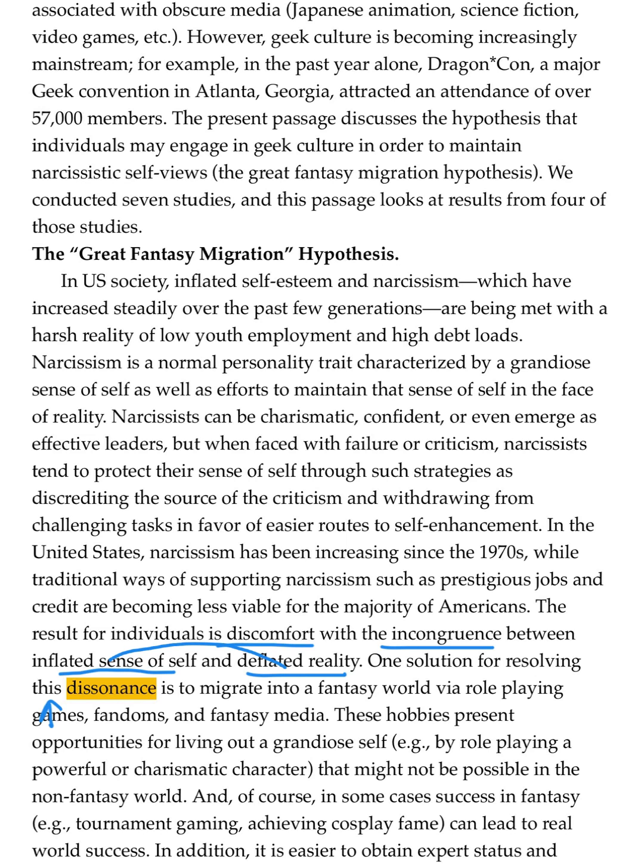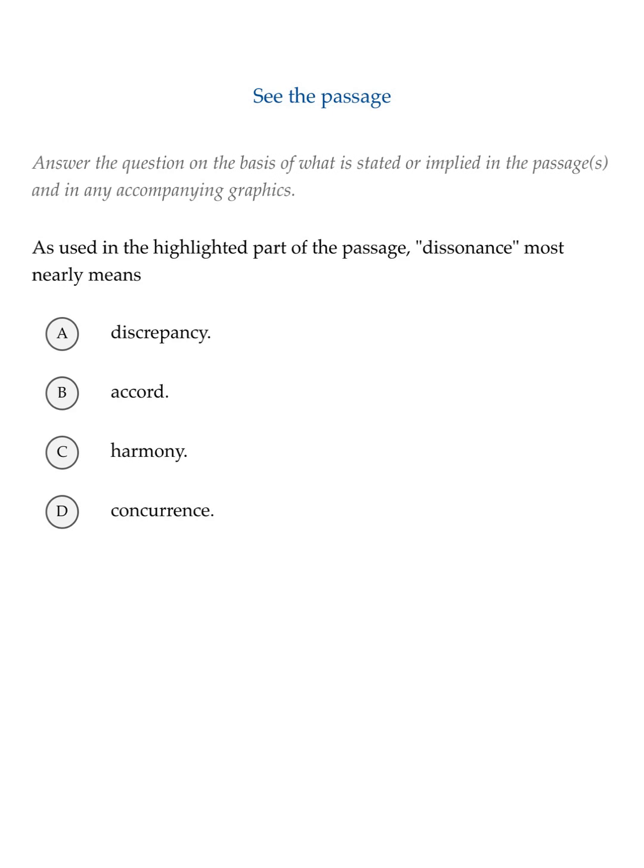So if you don't know what incongruence means, you know that dissonance has this idea of these two things at odds. Let's just take that back to the answer choices, see if we can find the right answer. Okay, so we're looking for a word in the answer choices that means something like the idea of things being at odds or some sort of conflict.